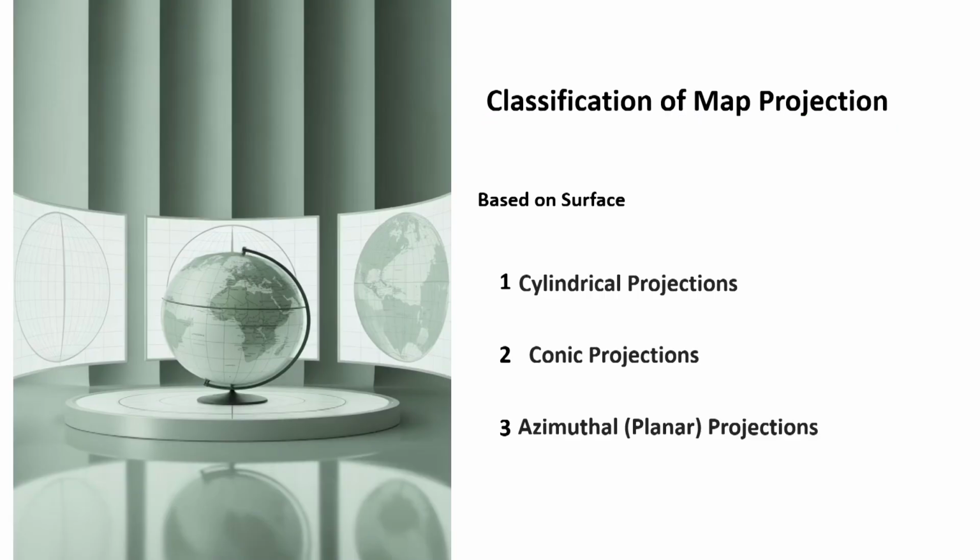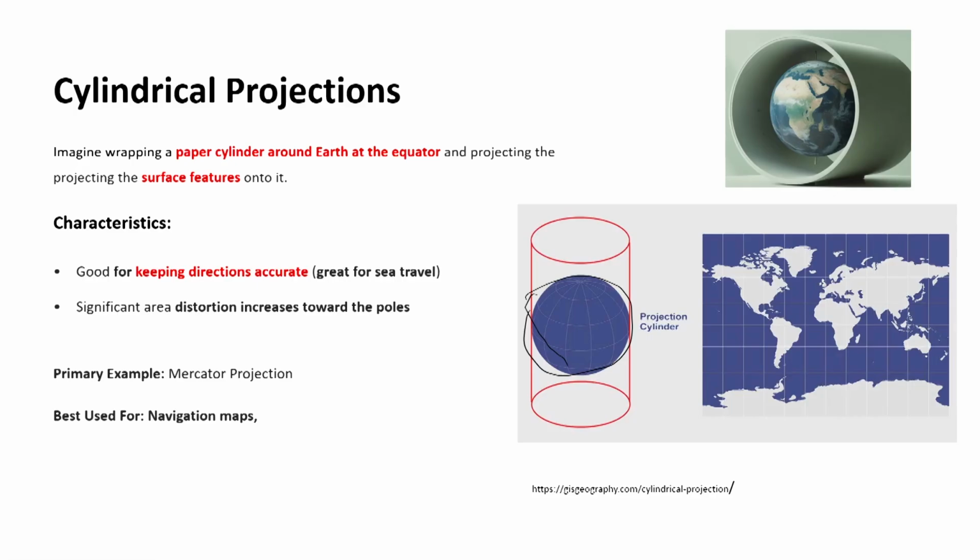Here we can see 3 types of projection. One is cylindrical projection, and I will tell you what it is, then the conic projection and the azimuthal projection. So, these are the basic classification of projection. This is completely based on the surface. By seeing the surface, we can make this classification. Let us begin with cylindrical projection.